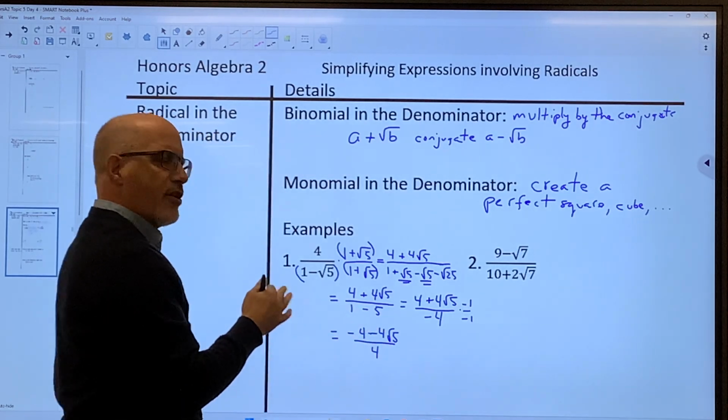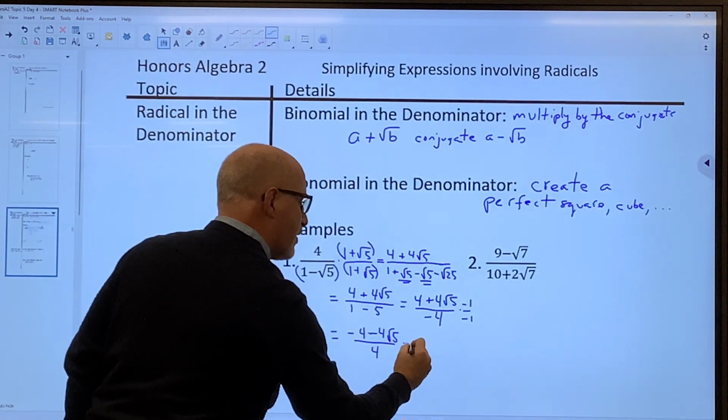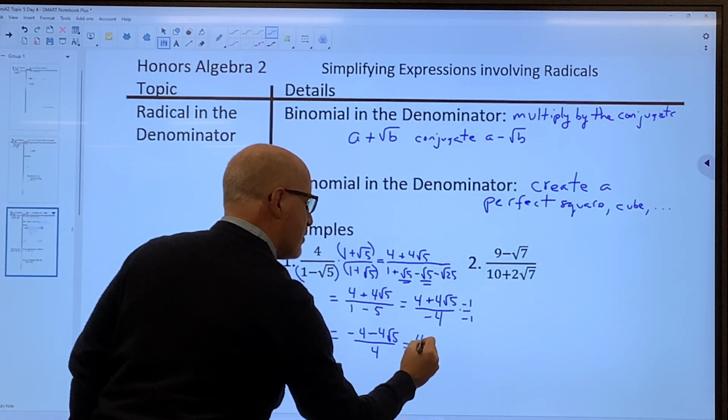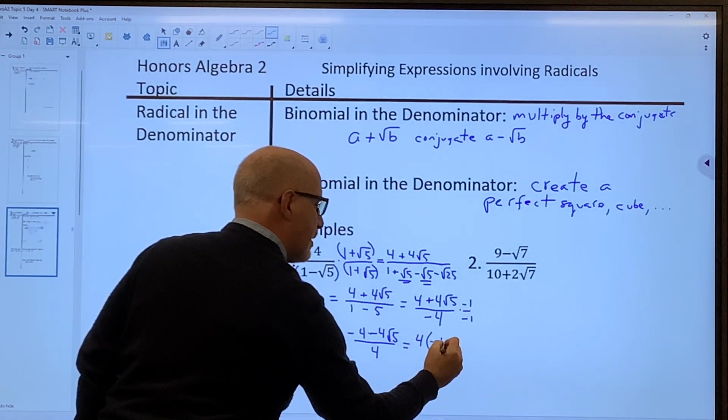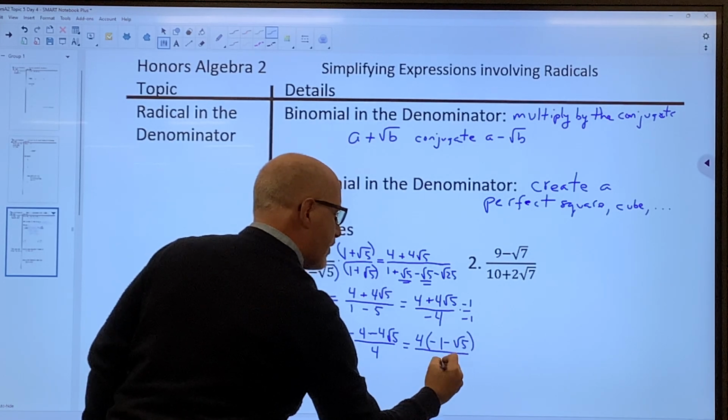So it's customary to create a positive in the denominator. Now there's a common factor of 4 that I can factor out. So I have negative 1 minus the square root of 5 in the numerator, all over 4.